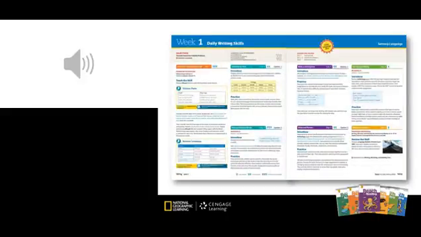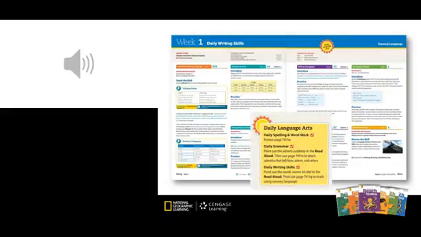Daily writing skills are also provided. These will focus on a specific writing skill that will be useful for the students when completing the writing project for the week. As you can see, this example is using sensory language, and the project for the week is writing a poem. You'll see reminders like this for the phonics, spelling and word work, grammar, and daily writing lessons in the margins throughout the instruction.